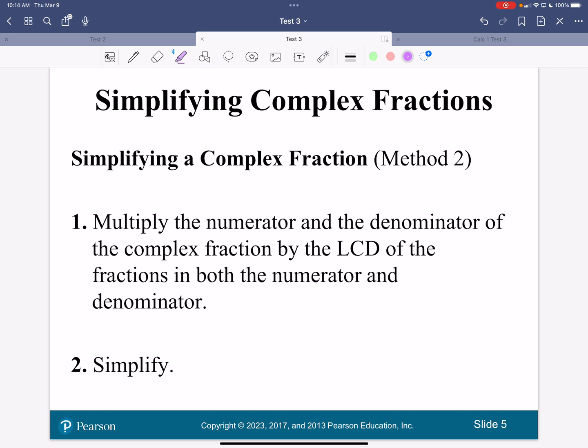Multiply the numerator and the denominator of the complex fraction by the LCD of the fractions in both the numerator and the denominator. So we are just going to look and identify the LCD of the entire problem. And then we're going to multiply everything in that problem by this LCD, and then we're going to simplify. So that is method 2.